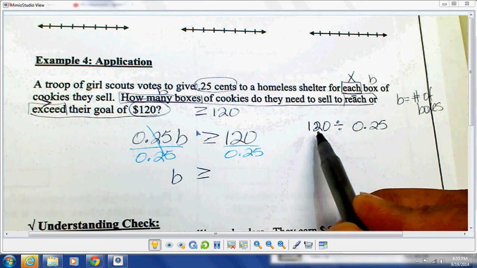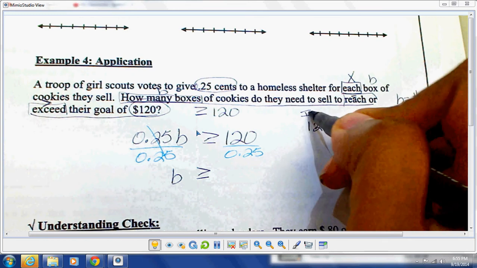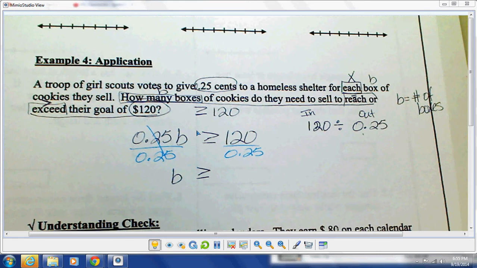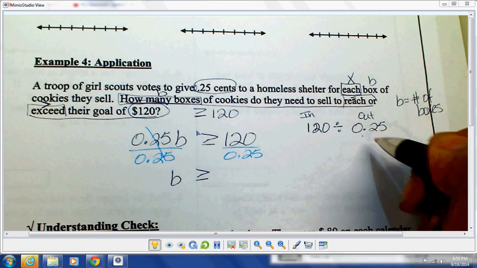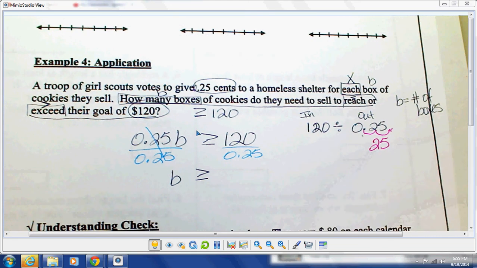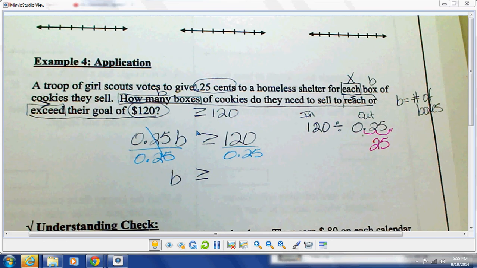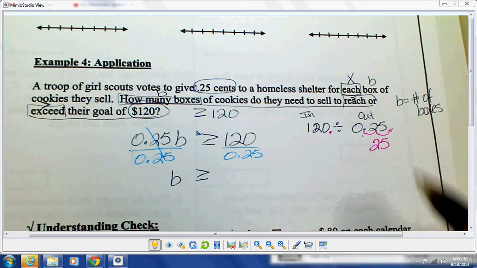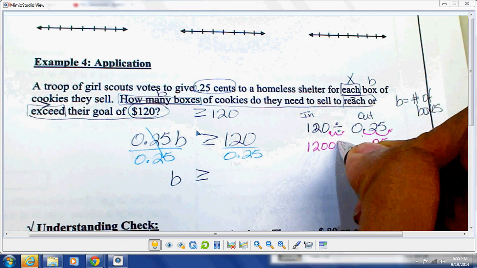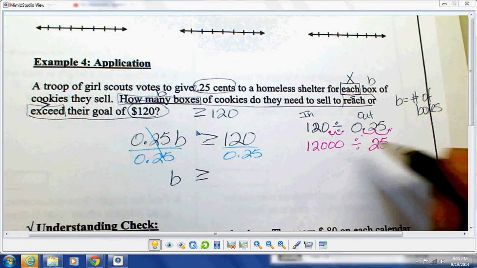Remember, this was your dividend, and your dividend goes inside. This is your divisor, which goes outside. The number on the outside, your divisor, cannot be a decimal. Remember the lesson we did on decimal operations: move your decimal point to the right 2 times to make it a whole number. Whatever we do to our divisor, we do the same thing to our dividend. So we're going to place a decimal point and move it 2 times to the right. That's actually 12000, which is 12,000 divided by 25.